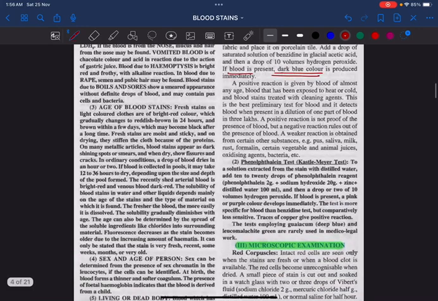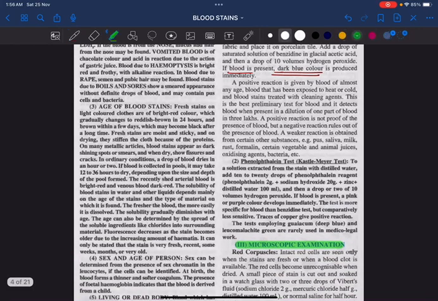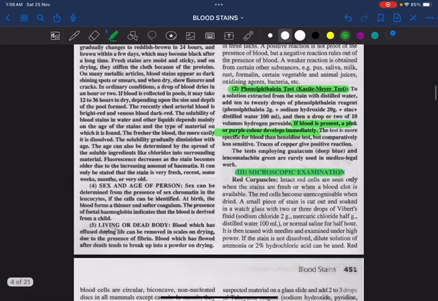That is enough. The second test is called the phenolphthalein test, also called the Kastle-Meyer test, using phenolphthalein reagent. Here, if blood is present, a pink or purple color will develop immediately. So these are the two important chemical tests, that is the benzidine test and the phenolphthalein test, also called the Kastle-Meyer test. Kastle-Meyer is the name more commonly given in your exams.